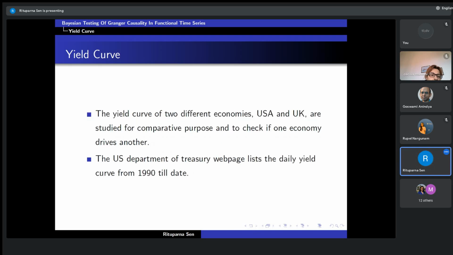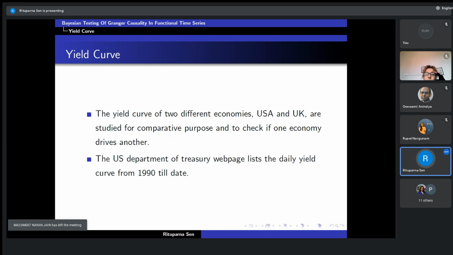So we look at the yield curve of two different economies, USA and UK, and we check if one is Granger causing the other or not. The reason that we suspect some causality is because they are operating at different time zones. So information on one is available before the other, and therefore when something happens in the UK market, that information may percolate to the US market when it opens, and that might change the interest rate there. So that is why we suspect there may be some Granger causality here, and the other way around.